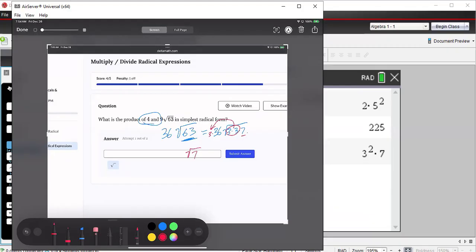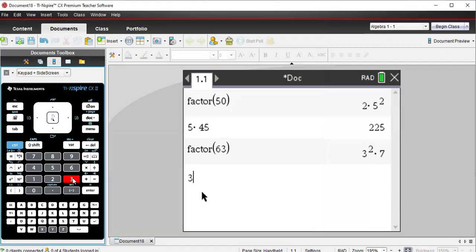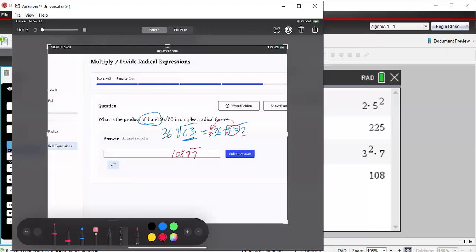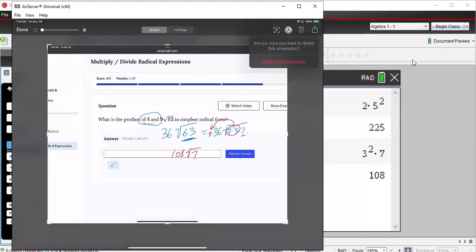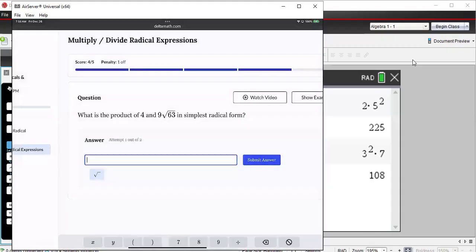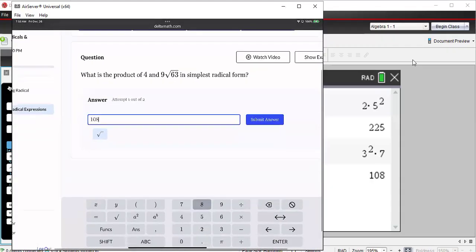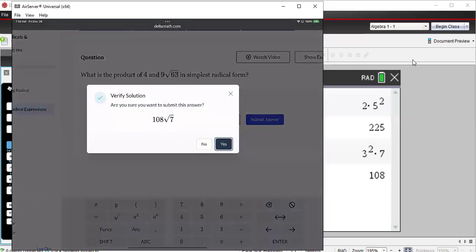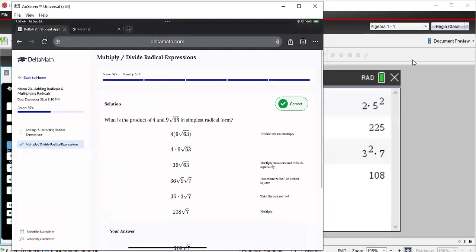So what is 3 times 36? 3 times 36 is 108. So that's what we will put here. 108 times the square root of 7. And that should do it for us. Let's delete this. 108 times the square root of 7. And we submit. And it says nice job.